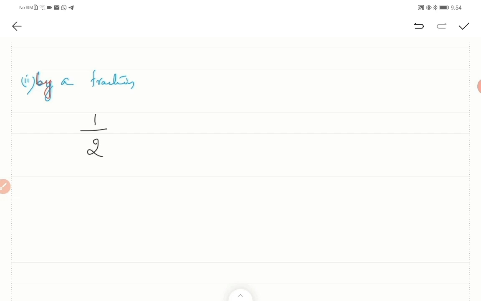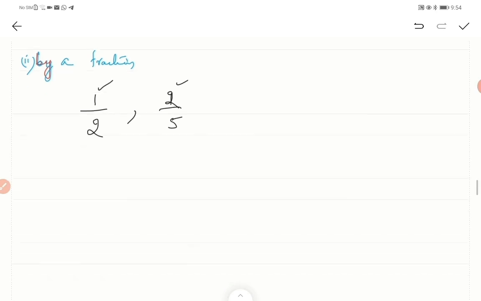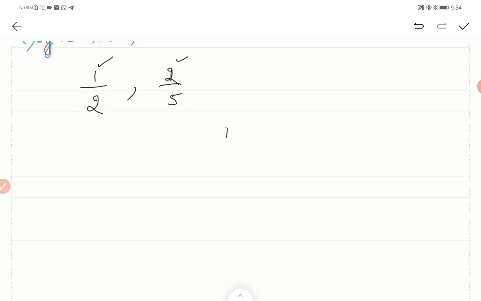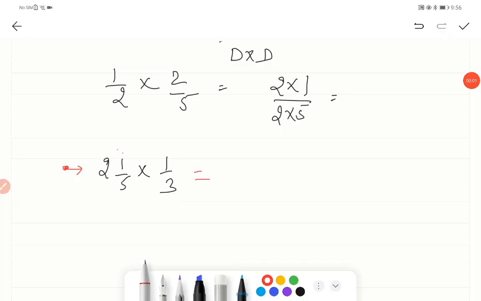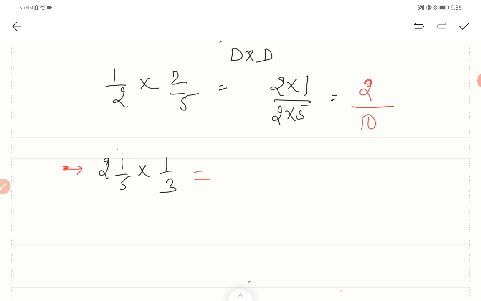So if you have 1 by 2 and 2 by 5, two fractions are there, and you need to multiply these two fractions. It's very simple. Numerator multiplied by numerator divided by denominator multiplied by denominator. So 1 by 2 into 2 by 5 is nothing but 1 into 2 divided by 2 into 5, so this will be 2 divided by 10. Let's do one more problem.